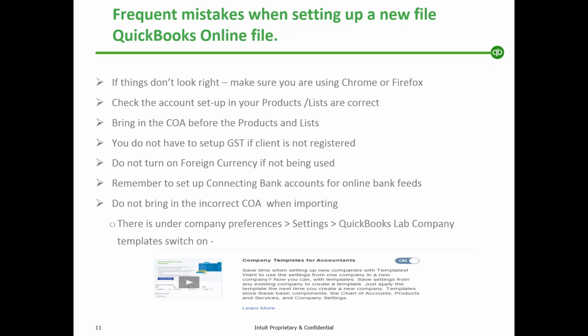I'd say 99% of the time he'd say to me, no, I'm using Internet Explorer. Well, that explains why he's not seeing it, because we only use Chrome or Firefox. That's the first thing. Next thing, check your accounts are set up correctly, because the last thing you want is for a product that, once you actually invoice out, is going to the wrong income account. Bring in your chart of accounts before the products and lists.